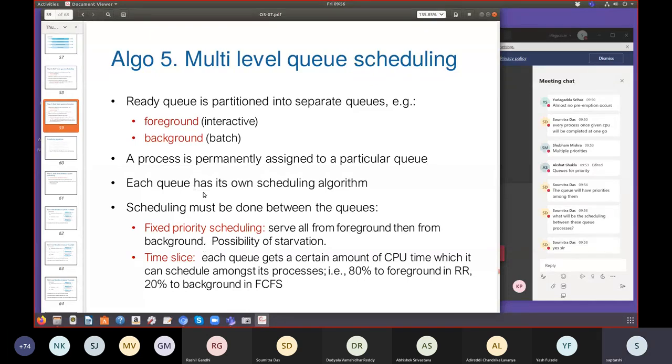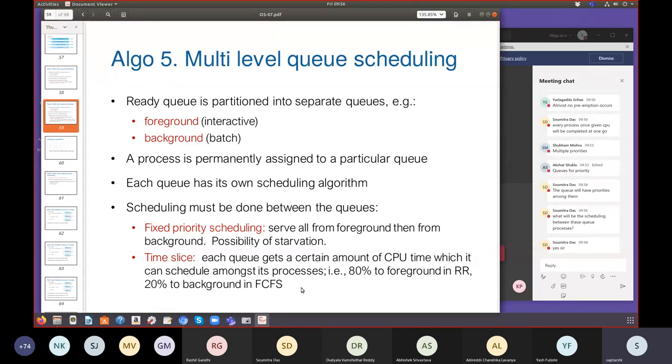Okay, but let me ask some of you, we have discussed the simplest scheme like fixed priority scheduling, like serve all processes from one queue and then go to the other queue. We understand that it can lead to starvation. So we discussed one possible solution, that divide the CPU time between the different queues. Of course, the higher priority queue should be given more CPU time, but also give some time to the lower priority queue.